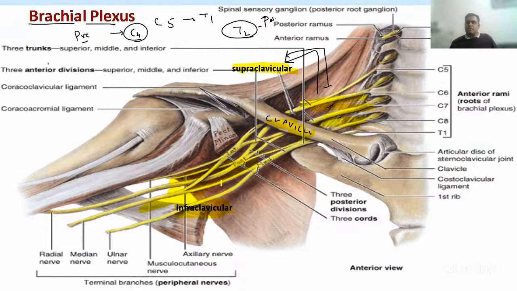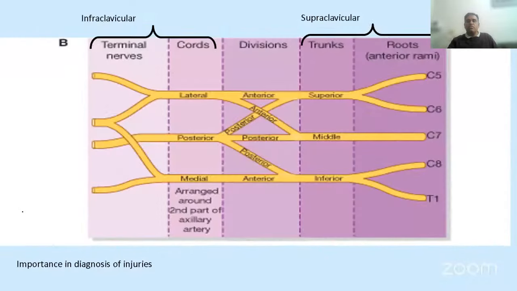That is the whole description over here. Got the point? We have other images also. But when the question comes, you should know what we discussed. This is a sort of diagram that you can actually make. It's a line diagram. You can make it simply with your blue or black colored pen, or yellow color would be the best. Start with the roots, then we have the trunks, then the divisions, cords, and the terminal nerves or branches.